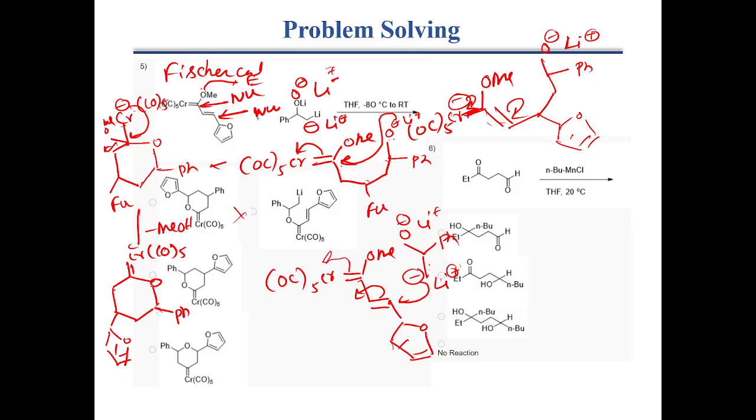This is not possible because oxygen is between chromium and phenyl. In this one oxygen is between chromium and furan, not possible. In this case, oxygen is between chromium and phenyl. In this case, oxygen is between phenyl and furan, not possible. So option B is the right answer. Now the next question.